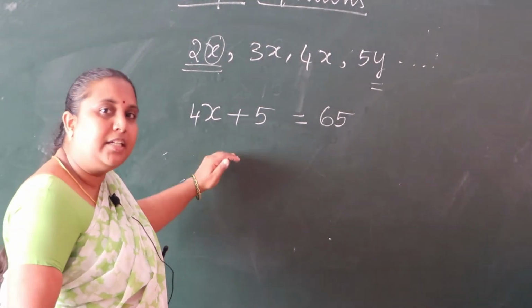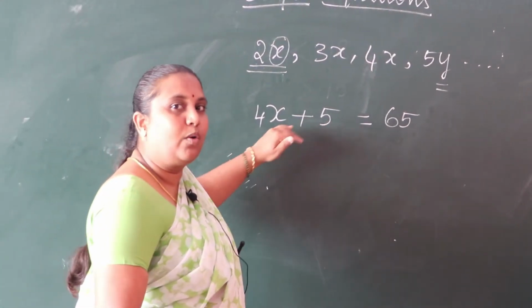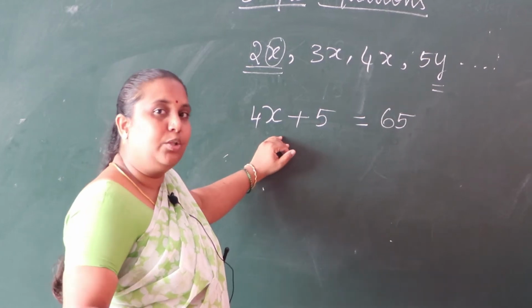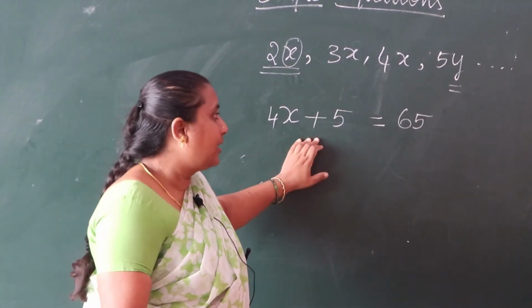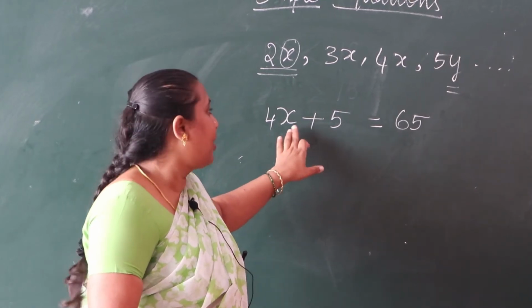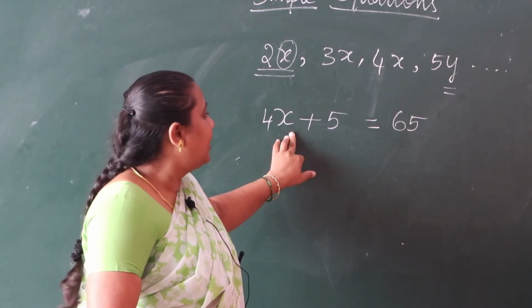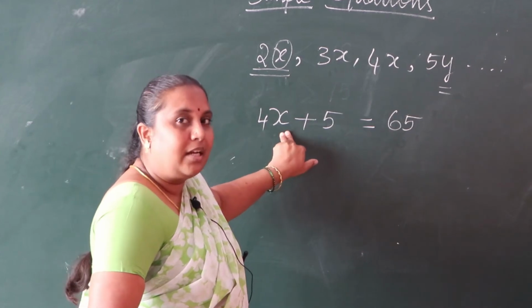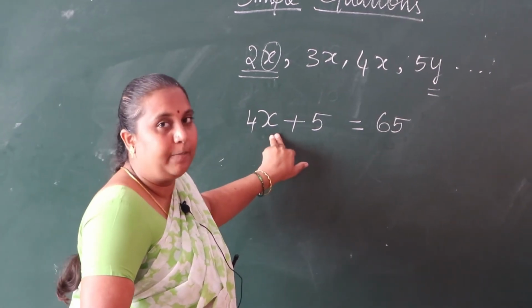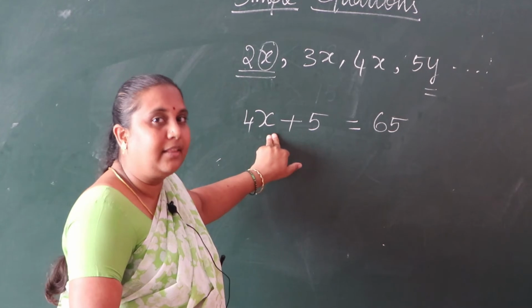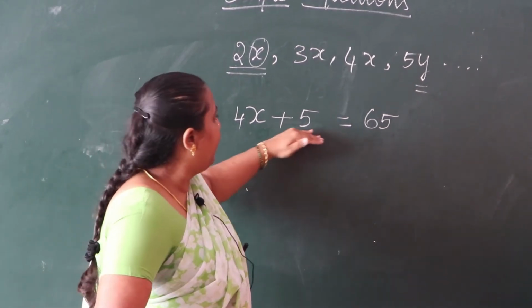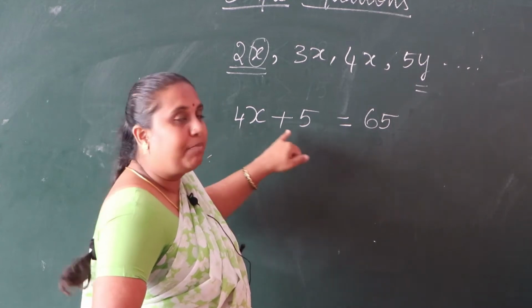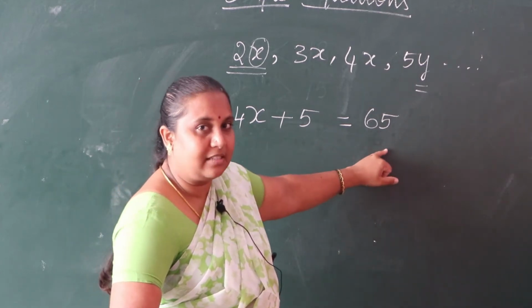You should write it in your notebook and find out the number, or ask your parents or friends and check whether they can say it. I thought the number is 15. So how will I say the number is 15? See, we are seeing that 4x plus 5 equals 65.